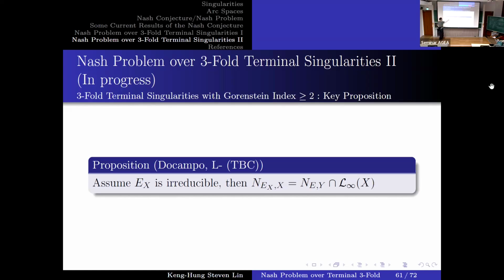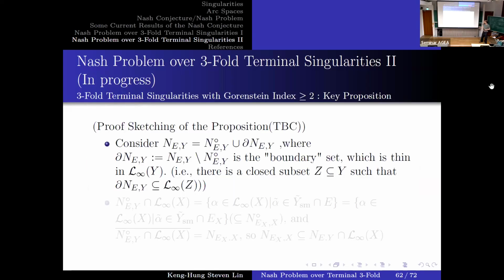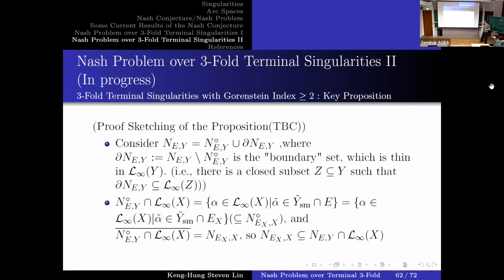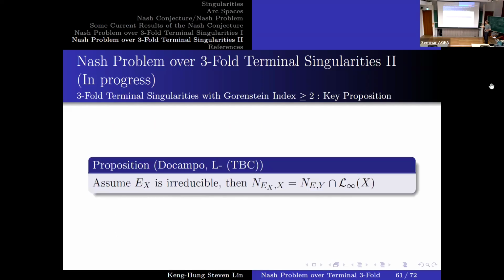So if the strict transform onto X is irreducible, my advisor and I show that the maximal divisorial set inside will be the intersection of the maximal divisorial set and the arc space of X. The proof is pretty technical. The proof essentially wants to show that we have a left containment and a right containment.